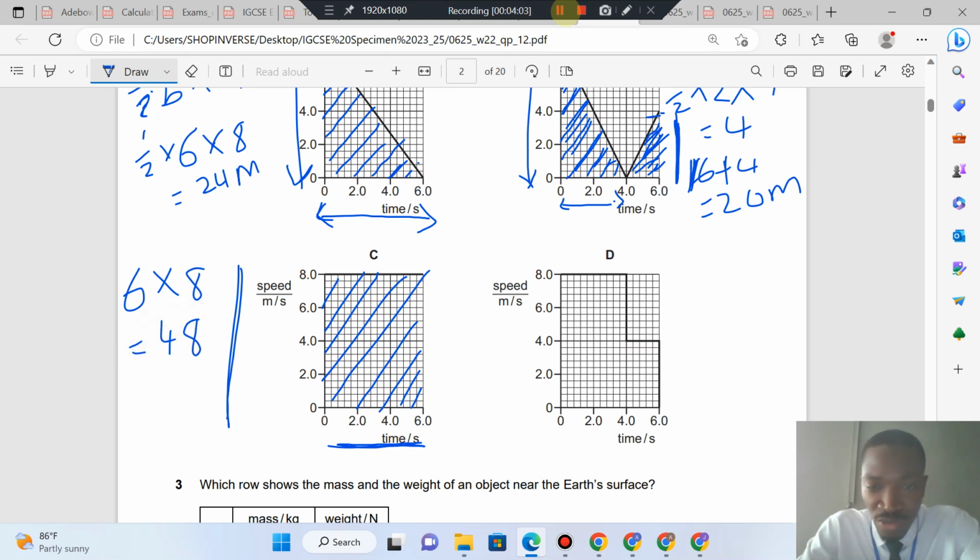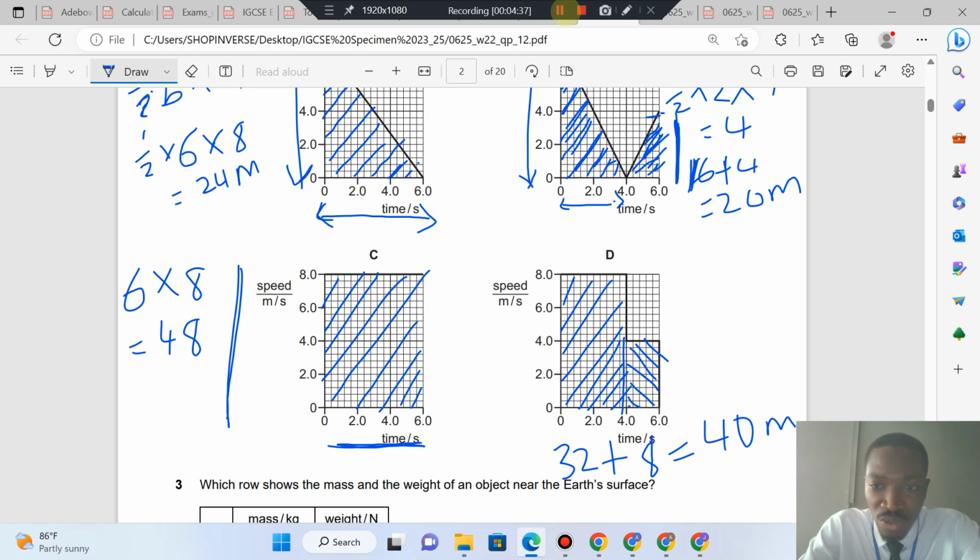And the last one, you get the area of this shape, okay? Get the area of this shape, then you get the area of this other shape. So there are two rectangles here. The area of the bigger rectangle is length times breadth. The length is 4, the breadth is 8. 4 times 8 will give you 32. So you add 32 plus the smaller one, the length is 2, the breadth is 4. 2 times 4 is 8. 32 plus 8 gives us 40 meters.